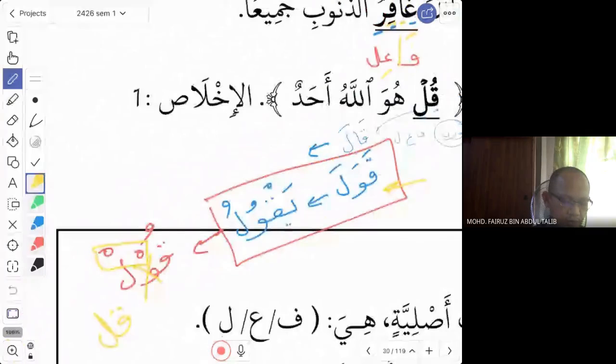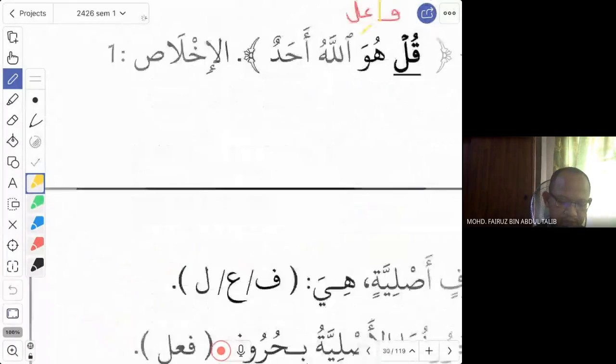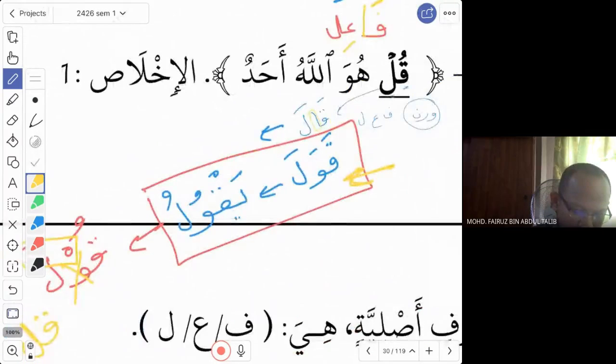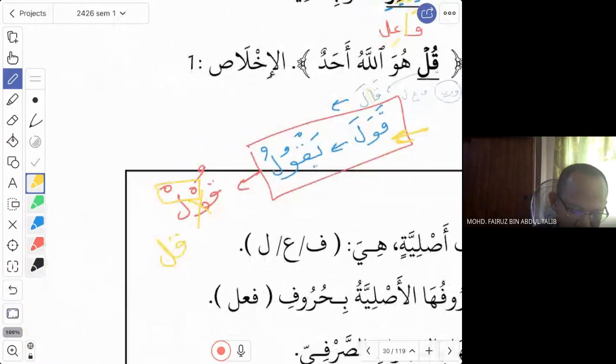So this is again why? Because of the harful illah, because of this problematic letter. So that is what I said just now, we will try to avoid the problematic letters. Okay. So in case you are wondering what is the wazan for this qul? We need to refer to this qul. So you have the 3 letters fa, ain, lam.